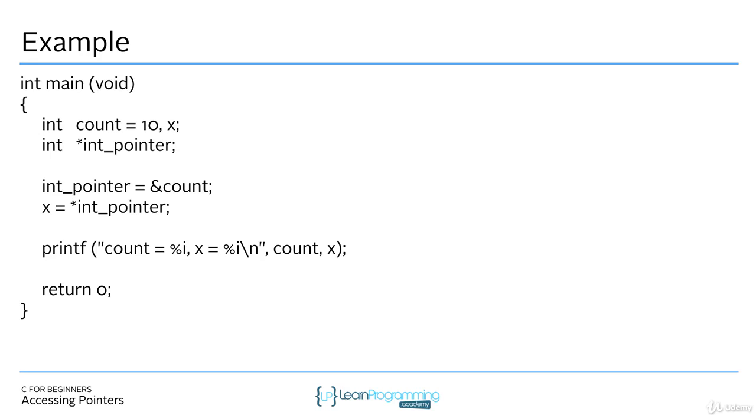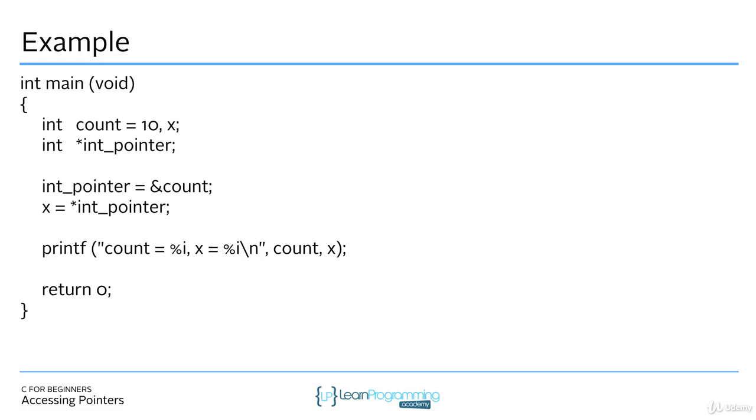So let's go through an example. Here we're going to create an integer count equal to 10. We're also going to create an integer named x, another variable. We're initializing count to 10, and x is initialized to nothing. We then create an int pointer. We know it's an int pointer because we have the asterisk after the data type, and we named it intPointer. We're now going to assign to that intPointer the address of count.